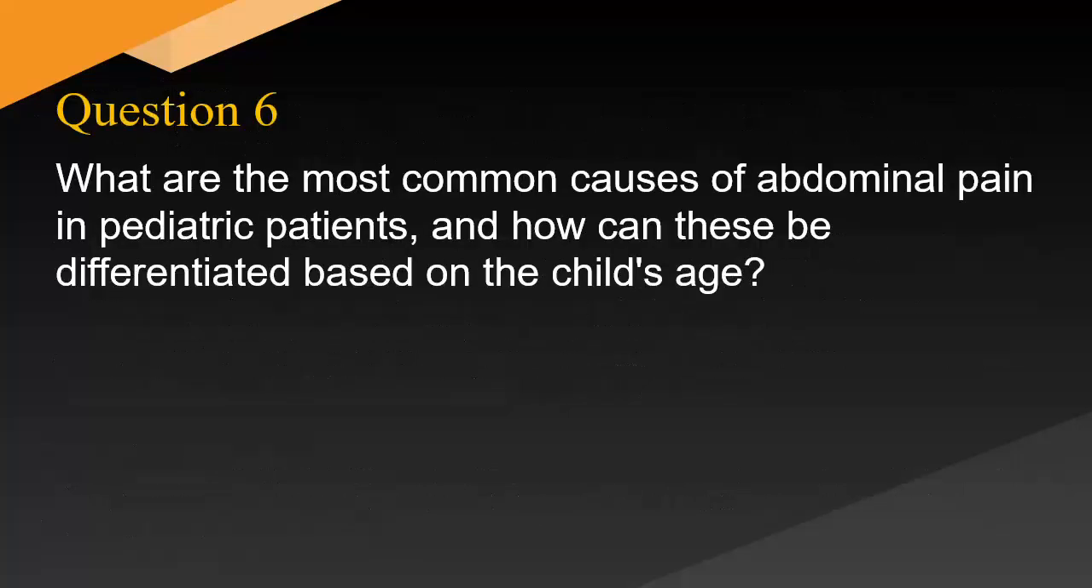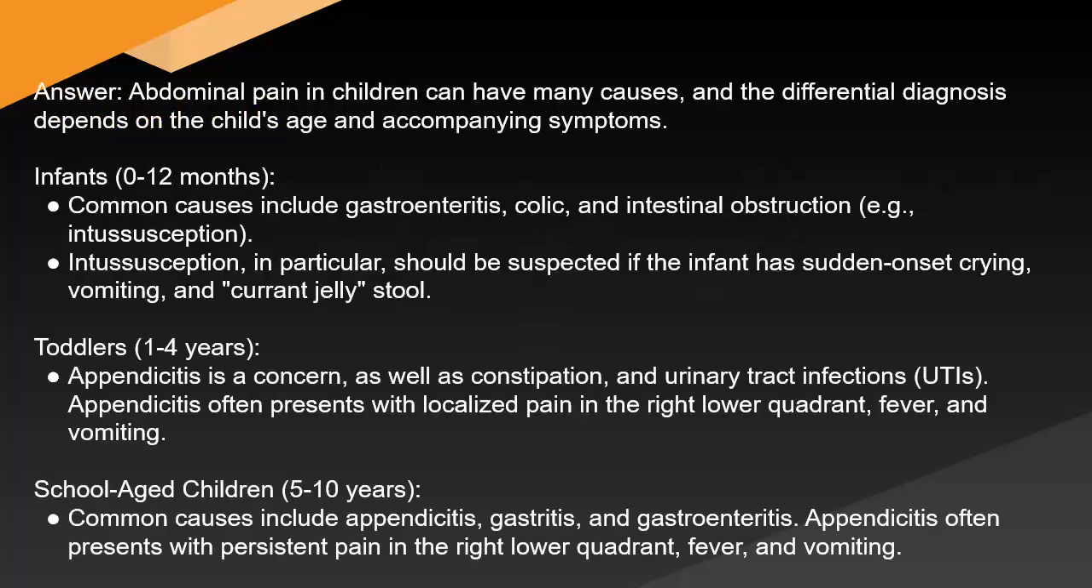What are the most common causes of abdominal pain in pediatric patients, and how can these be differentiated based on the child's age? Answer: Abdominal pain in children can have many causes, and the differential diagnosis depends on the child's age and accompanying symptoms. Infant 0–2 months. Common causes include gastroenteritis, colic, and intestinal obstruction, e.g. intussusception. Intussusception in particular should be suspected if the infant has sudden onset crying, vomiting, and recurrent jelly stool.